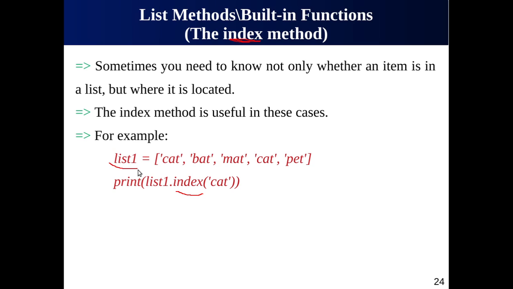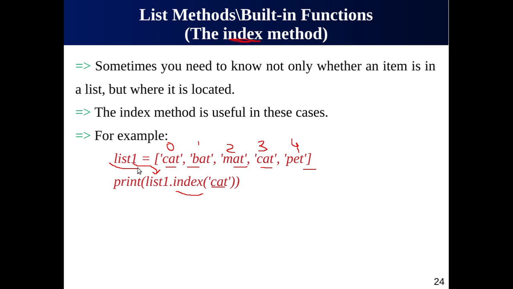We have a list. The name of the list is list 1, and this list has 5 elements. And as you know, all these elements have indexes starting from 0. Now I want the indexes, not the elements. I want to display the locations, the positions of this element, not this element. For that, you have to use the index function or method. Print list 1, name of the list dot index. Index of what? Kate.